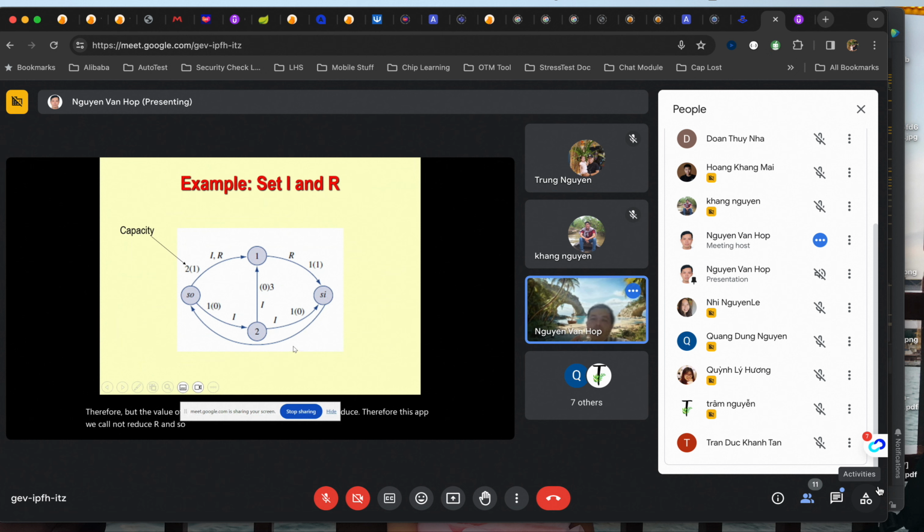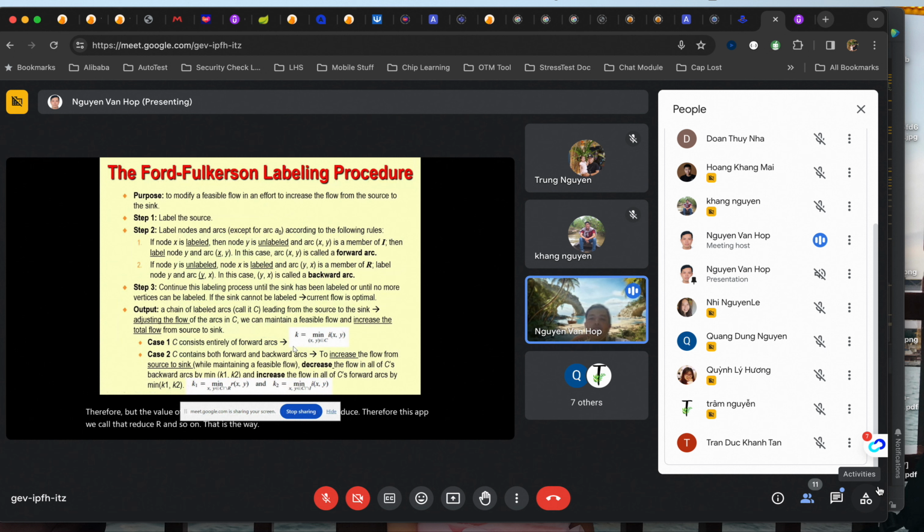Okay, that's the way. Now, based on this characteristic, we have a way to find the maximum flow by the Ford and Fulkerson labeling procedure. The purpose of this algorithm is to modify the feasible flow in an effort to increase the flow from the source to the sink. We change the value of the flow on each arc in order to make it bigger. The first step, we label the source. It means that we mark that the source is checked already. The label here means marking.